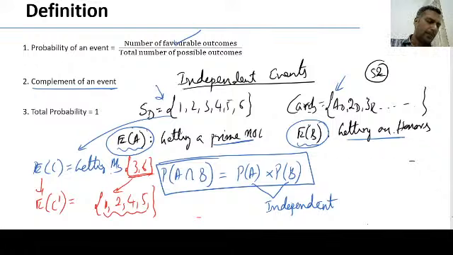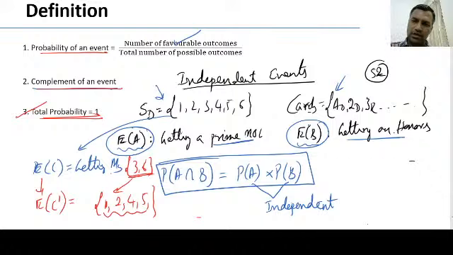The probability of an event and the probability of its complement together is always the total probability, which is 1. Total probability is 1 because either the event should happen or the event should not happen. Event did not happen means what? Its complement has happened, right?